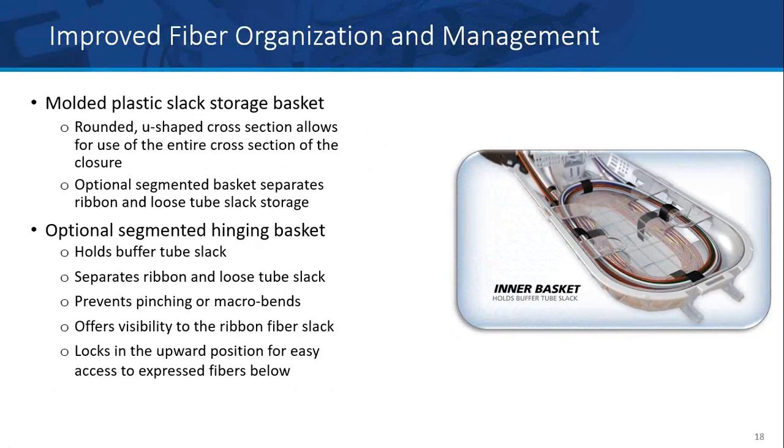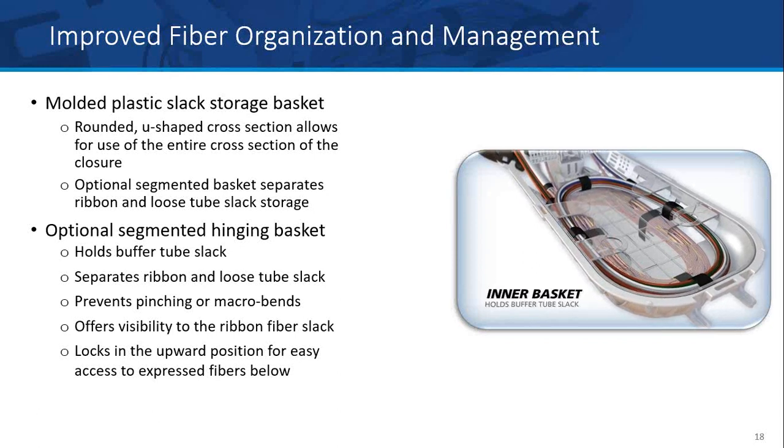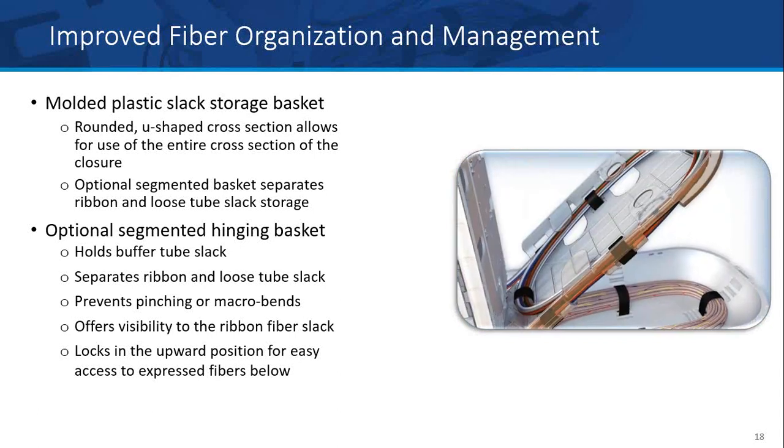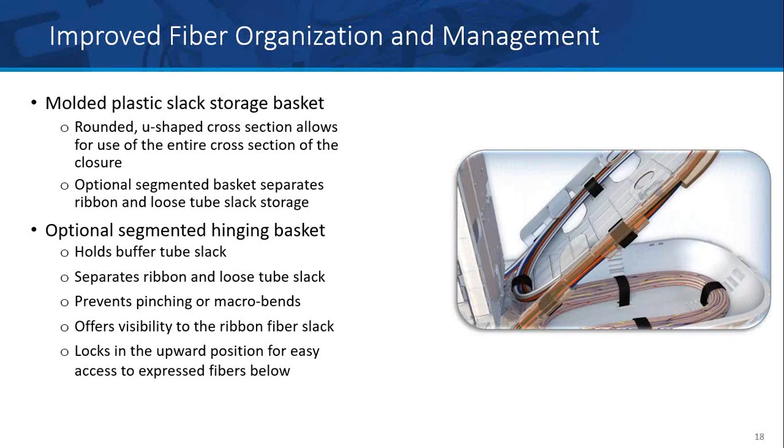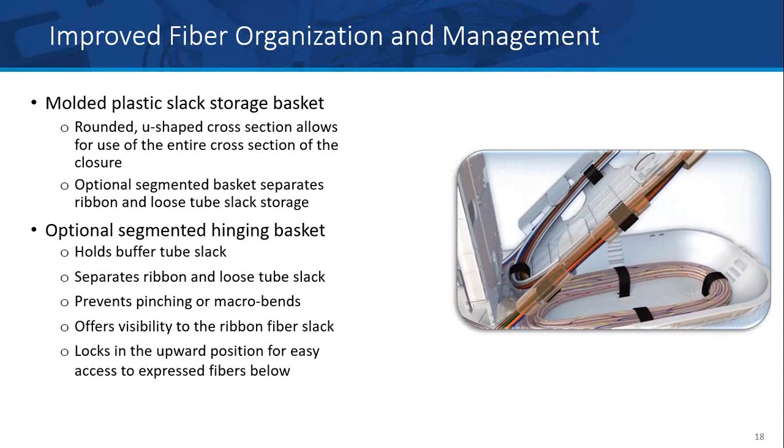Now, another advantage to the Apex splice closure when you're talking about hinging and accessing slack. Once you hinge all these splice trays in the upward position, you have access to the basket underneath. And what we did with Apex is we utilized a molded slack basket. What we mean by molded is we actually did a plastic basket, which allows you to take full advantage of the full cross-section of the closure.